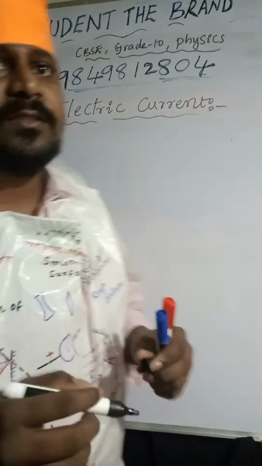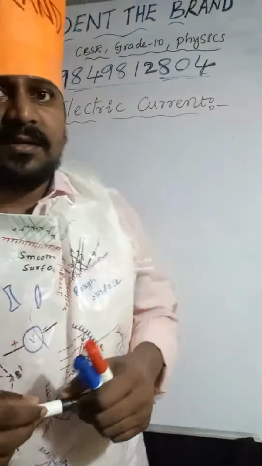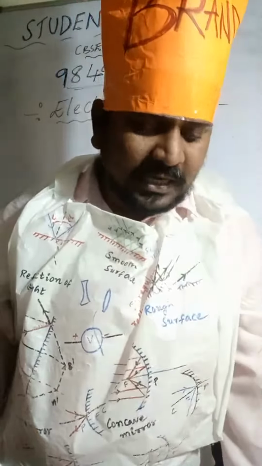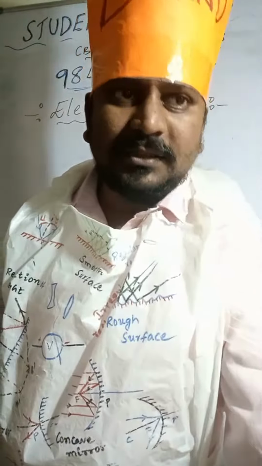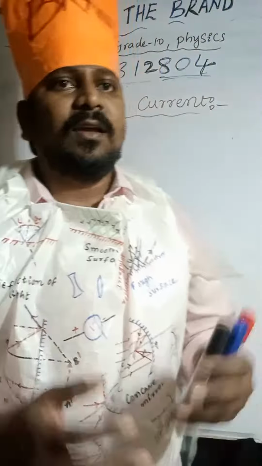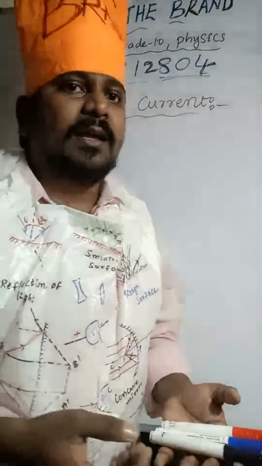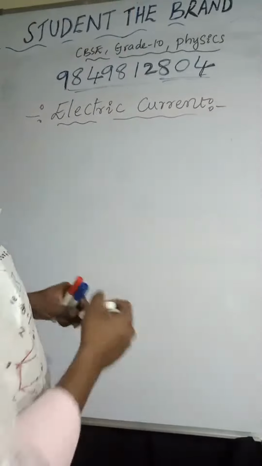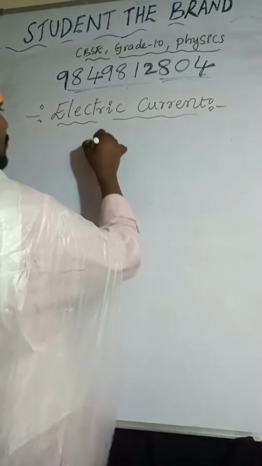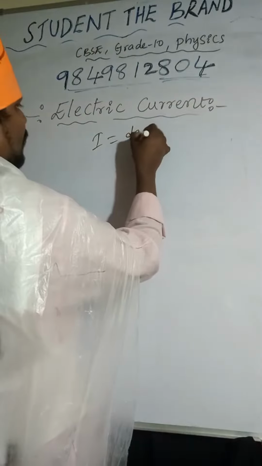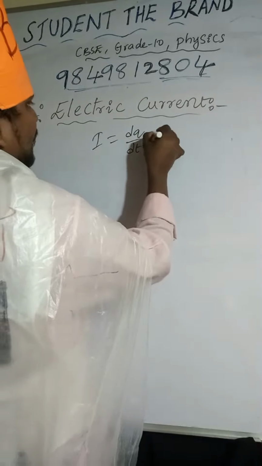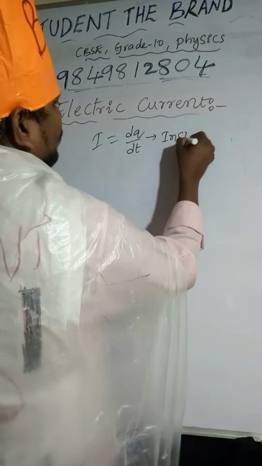Electric current is nothing but the flow of charges. The flow of charge is known as electric current. I equal to Q by T. The SI unit of current is ampere, and the SI unit of charge is coulomb. I equal to dQ by dt is the instantaneous current.